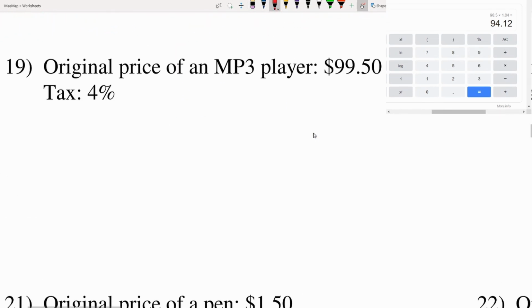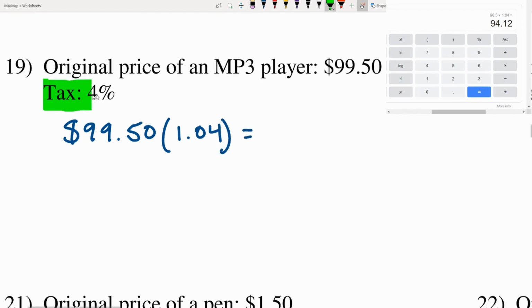For this one, it says that the original price is $99.50 with a 4% tax increase. So we know that's going to be $99.50 times 1.04, because that tax is very similar to a markup. 99.50 times 1.04 gives us $103.48.